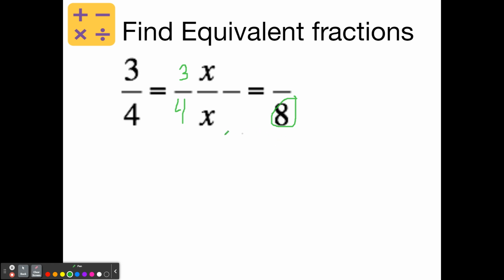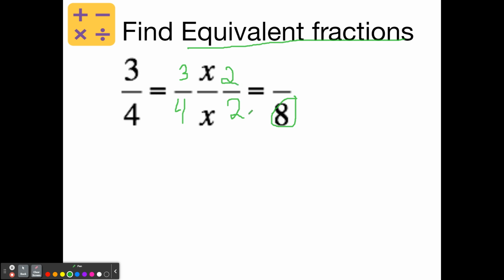So as I was saying, I know that 2 groups of 4 equals 8, so I can multiply 4 by 2 to get 8. And when we're finding equivalent fractions, it's very important that whatever goes on the bottom has to go on the top, or whatever we do to the denominator, we have to do to the numerator. Since I multiplied my denominator by 2, I have to multiply my numerator by 2. Okay, this is very important.